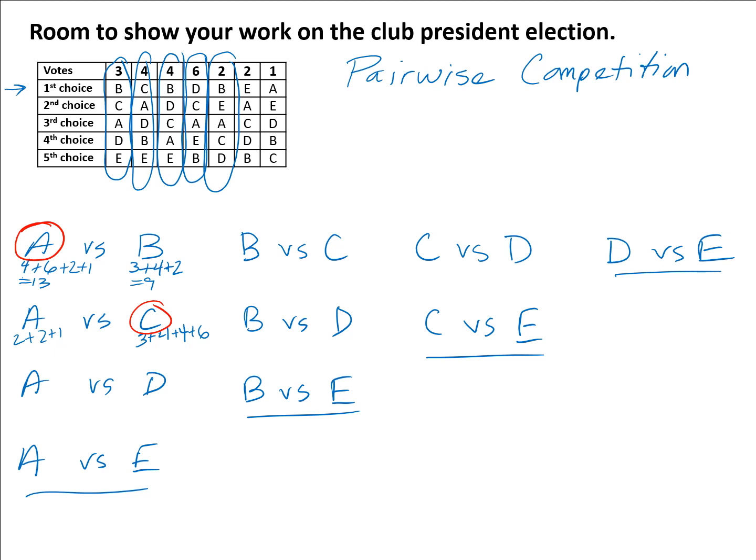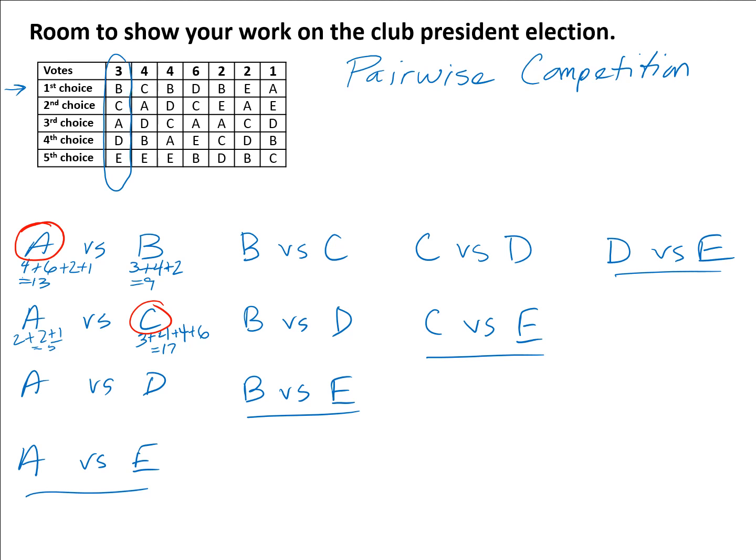In every single battle, you should have 22 votes. Here, A had 5 and C has 17. That's 22 votes. So you should always have 22 votes that you're adding up all together. But as I mentioned, as you're going through looking at these battles, you may be able to tell pretty quickly that one candidate is winning over another.